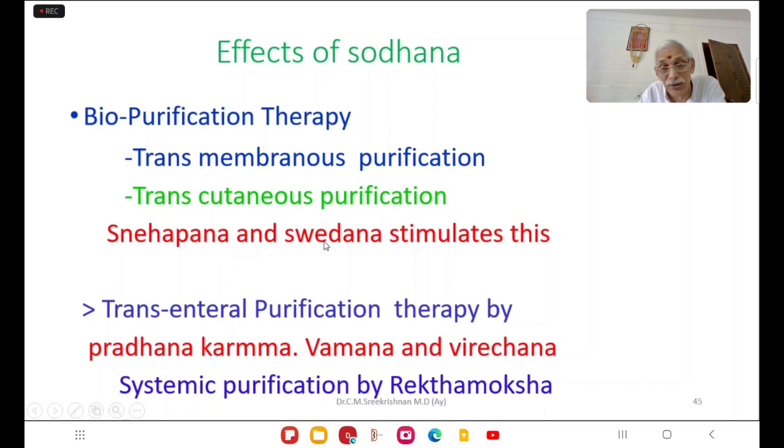Snehana, Swedana, Swayadana stimulate these two. Pancha Pradhanakarma, Vamana, Virechana stimulate this one. Systemic purification by Rakta, that is the importance of Raktamokshana. One class was there about Raktamokshana. Experience of Raktamokshana in dermatology is very important.